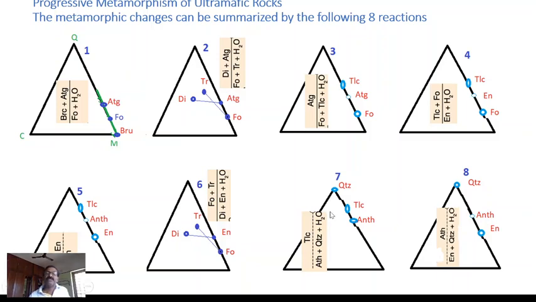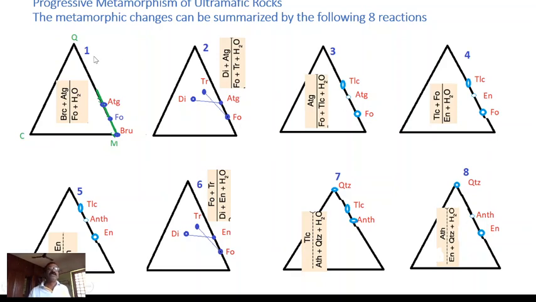The seventh reaction you have to write is that this talc will dissociate to form anthophyllite and quartz. This is a high grade reaction. The talc will start dissociating to form anthophyllite and quartz plus water. Then another reaction is that the anthophyllite will dissociate to form enstatite plus quartz plus water. So this is the eighth reaction. If you write these eight reactions, it will be enough to represent the prograde metamorphism of ultramafic rocks.